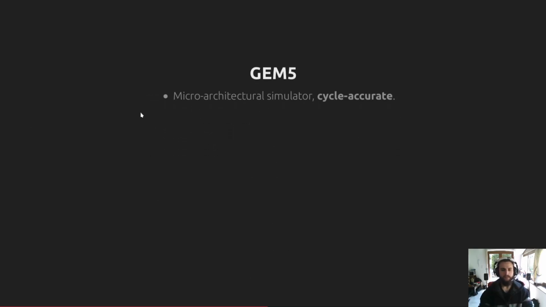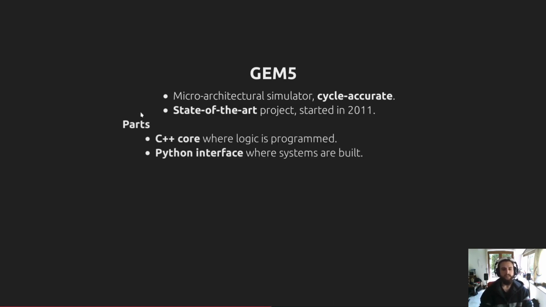The gem5 simulator is a microarchitectural simulator, so-called cycle accurate. That means that it simulates every cycle in each hardware component of the system. It is a state-of-the-art project started in 2011. It is composed of two parts: the C++ part, where all the logic of the different components is programmed, and the Python interface that the user uses to build systems and tie components together.